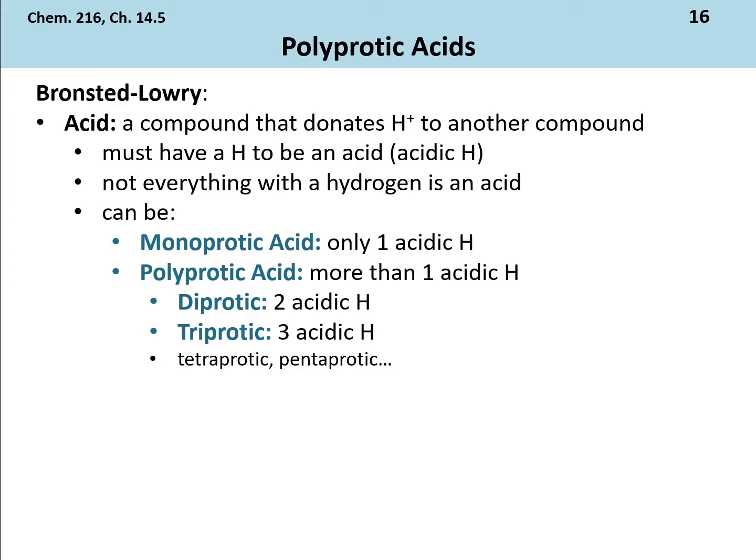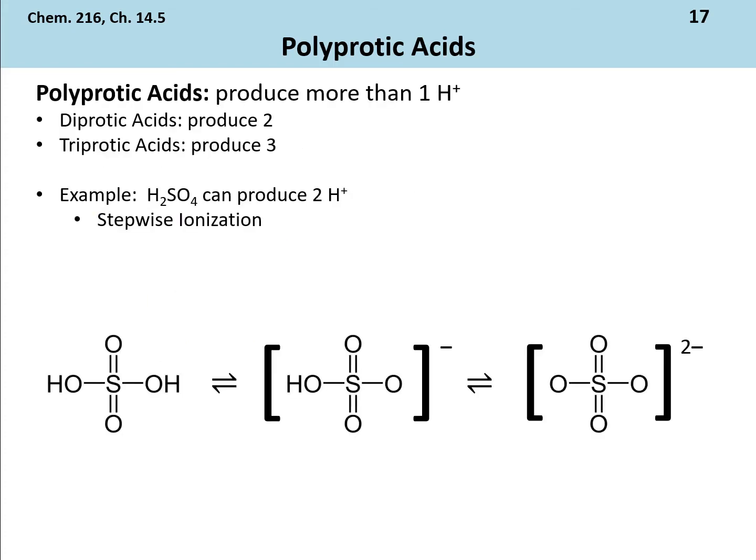We can also have polyprotic. Polyprotic are acids that have more than one acidic hydrogen. They give up more than one hydrogen. We can have diprotic, which is 2, or triprotic, which is 3. We could also have tetraprotic and pentaprotic, but those are fairly rare, and you won't have to worry about those until biochem. So polyprotic acids produce more than one H+. An example is H2SO4, at the bottom there. I have a sulfur, 4 oxygens, and 2 hydrogens.